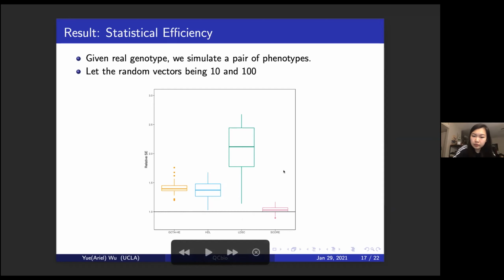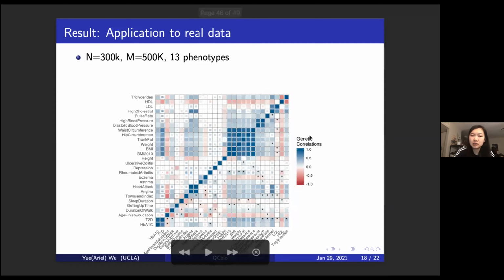And then, having assessed the properties of our method, we show that it's computationally efficient, it's statistically efficient, and also the estimates are accurate. So we run our methods on traits from UK Biobank. So there are some biometric measurements, and also some diseases and some physical conditions such as sleep duration, get up time.